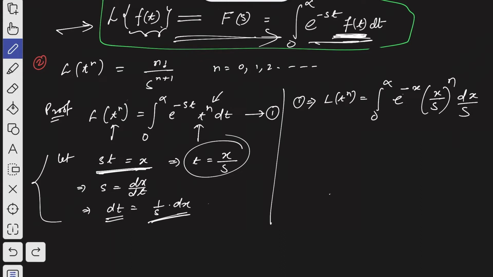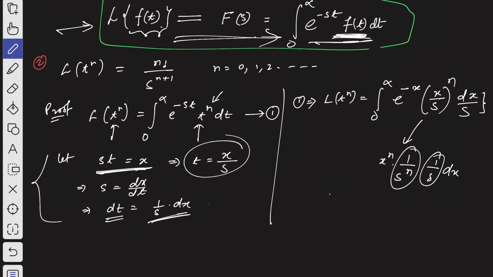So now you see, from this term we have got x to the power n into 1 by s to the power n, right? And dx by s means we have 1 by s dx, so 1 by s into 1 by s to the power n, that's gonna be, this two gives 1 by s to the power n plus 1, and this 1 by s to the power n can be written outside the integration.